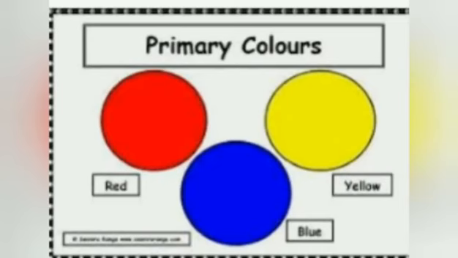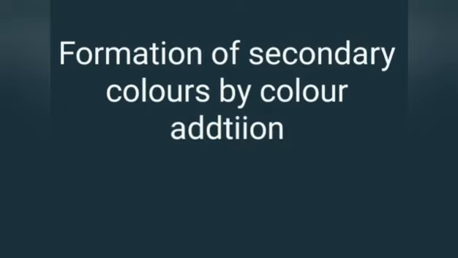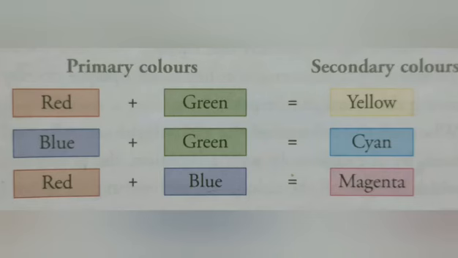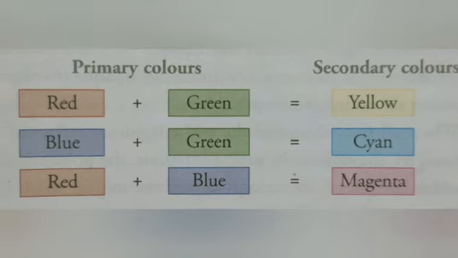First one, primary colors. The colors red, green and blue are called the primary colors because they cannot be made by mixing other colors. Now, formation of secondary colors by color addition. When any two primary colors are mixed in equal proportion, new colors are produced. The colors produced by mixing any two primary colors are called secondary colors or composite colors. For example, yellow, cyan and magenta are the three secondary colors.